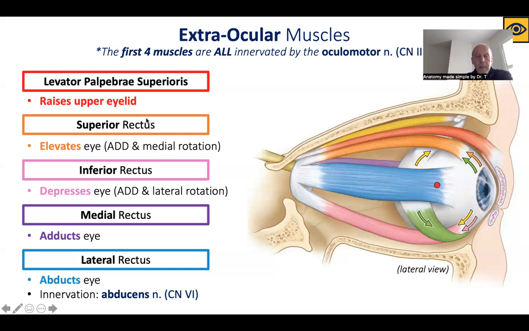The superior, inferior, and medial rectus muscles are innervated by the same cranial nerve, the oculomotor nerve, cranial nerve number 3, while the lateral rectus is innervated by itself with cranial nerve number 6, which is the abducens nerve.